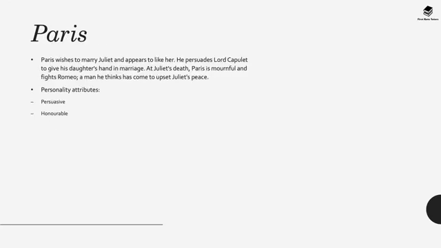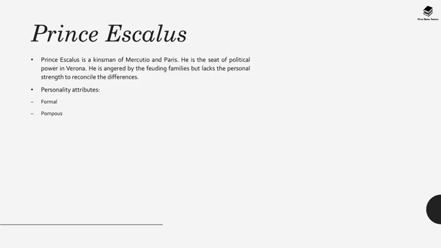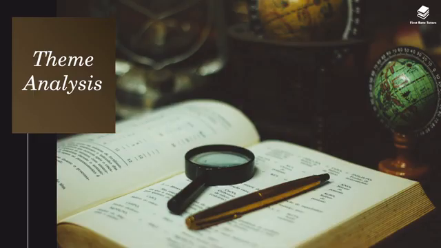The other character is Paris, who wishes to marry Juliet. He persuades Lord Capulet to give his daughter over in marriage, and at Juliet's death, he's mournful and fights Romeo. He sees Romeo as someone who has come to upset Juliet's peace, and his personality attributes are persuasive and honourable. We also have Prince Escalus, and he's a kinsman of Mercutio and Paris. He is the seat of political power in Verona, and thus he's angered by the feuding families. However, he lacks the personal strength to reconcile these differences.